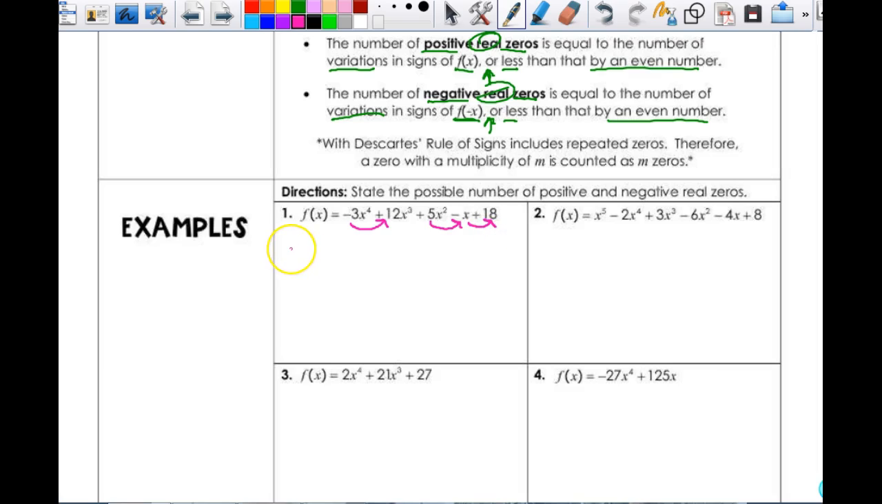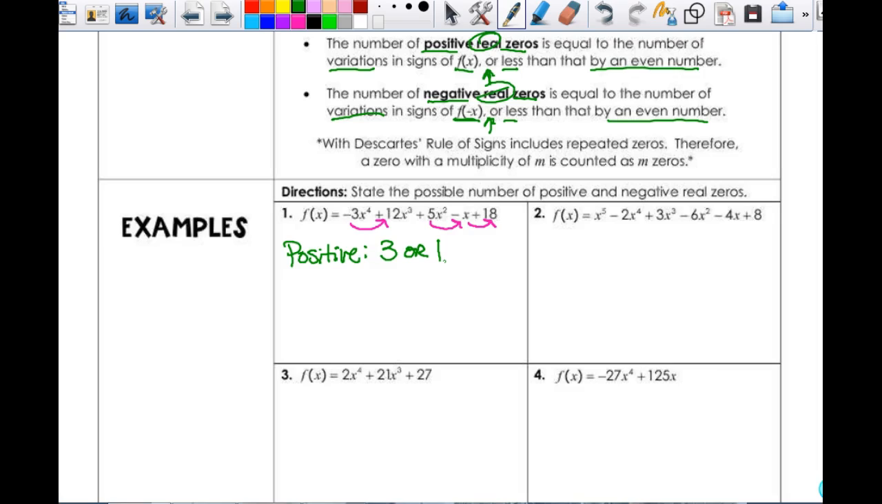So that means my possibles for my positive, I have 3, right, because there's 3 variations, or less than that by an even number. Not less by 1, but less by 2. So 3, or I can subtract an even number and get 1. Basically you want to subtract by 2s because we're not going to get any ginormous numbers here.